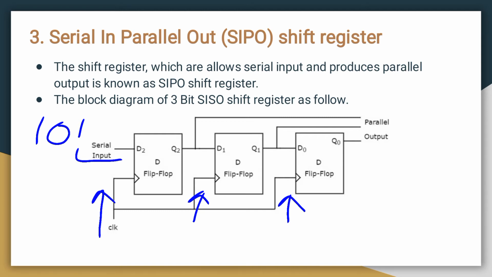Then according to the condition of the D flip-flop, the input is 1 and the clock is applied. For the third D flip-flop there is no input, so no operation in the third. For the second there is no input, so no operation in the second. For the first there is an input, that is 1, and the clock, so the first flip-flop is going to set and give rise the output to 1.